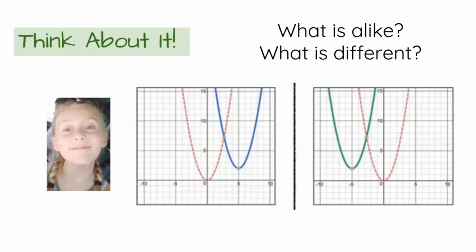Something alike that I noticed is, well, they both have two parabolas opening up, and something different that I noticed is one graph has a parabola right to the red, and one has a parabola left to the red parabola. So you're saying that the blue parabola is to the right of the red parabola? Yes. And the green parabola is to the left of the red parabola? Yes. Thank you, Lily. You're welcome.